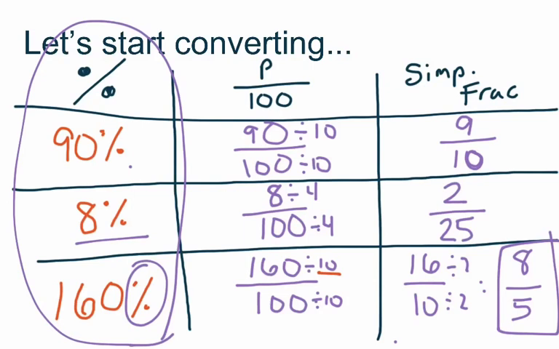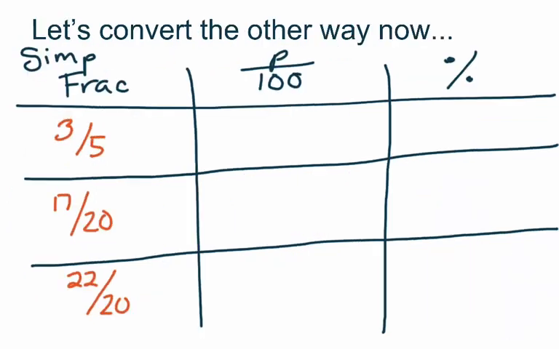take simplified fractions and make them percents. For these next three problems, we are going to be starting with our simplified fraction. We are going to make it into a fraction over 100, which will then help us tell our percent. So to start off, we're starting with 3/5. So how can we make 3/5 over 100?